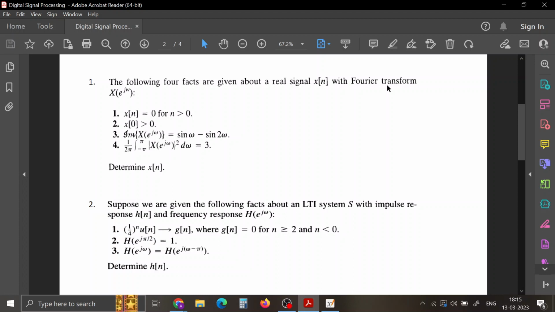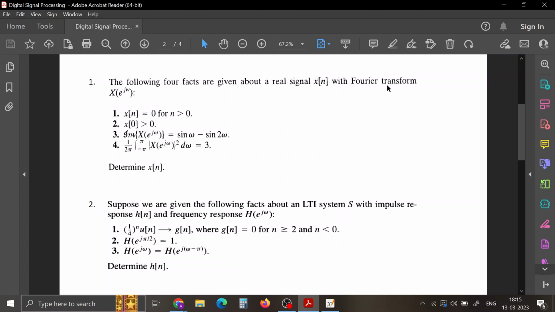You can pause the video and try to think yourself how to solve this, because there are certainly some hints given, and if you recall your lectures, then it might ring a bell. Okay, so try that.